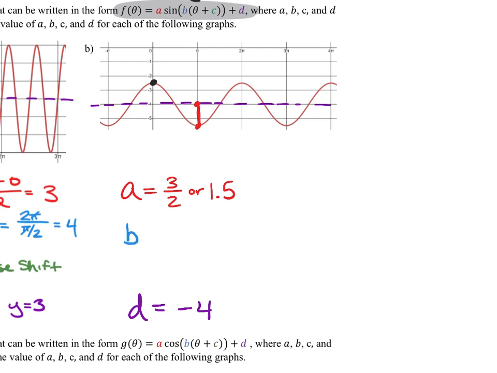Okay, but then we have B and C. Oh boy. B requires a formula. B can be found by 2 pi divided by the period. What's the period of this graph? How long does it take for me to go from a maximum back to a maximum? 2 pi. So I'm going to do 2 pi divided by 2 pi. What is that equal to? 1. So B is 1.